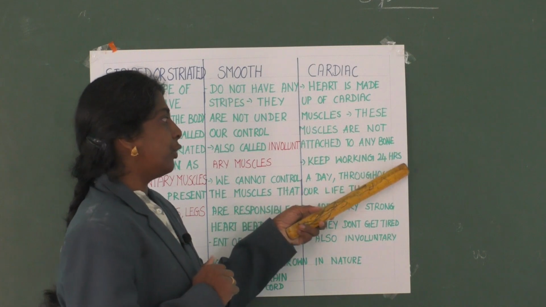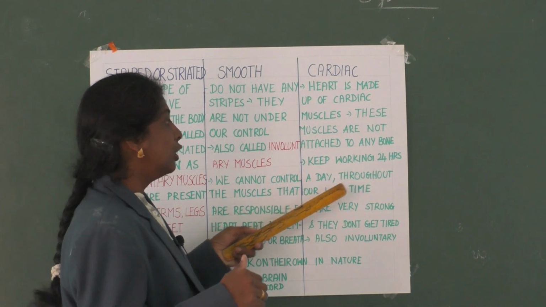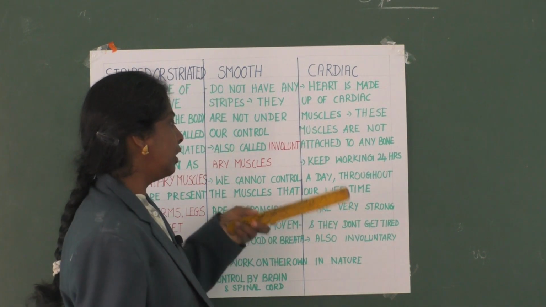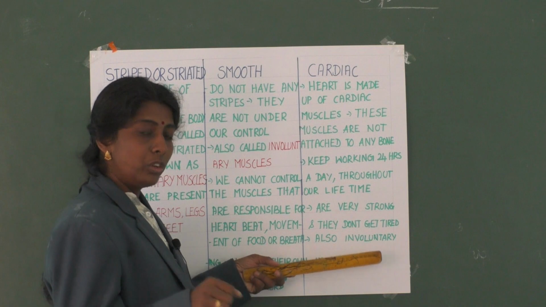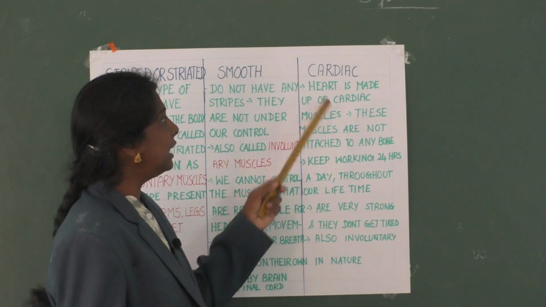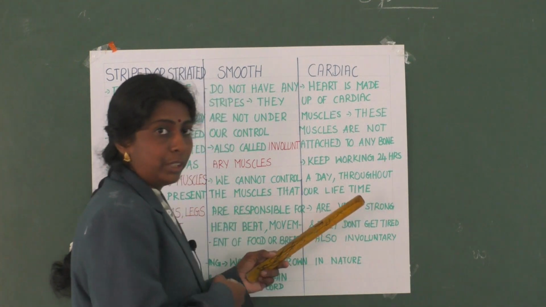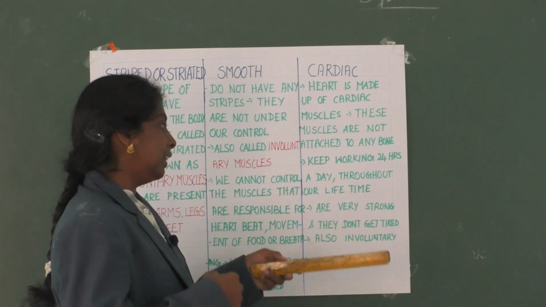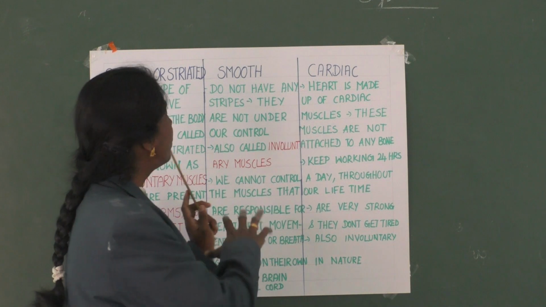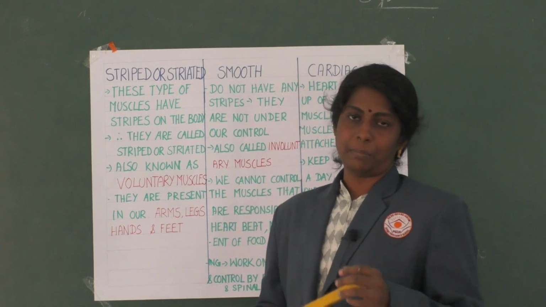They keep working 24 hours a day throughout our lifetime. These muscles are very strong and they don't get tired, and they are also involuntary in nature. So these are the 3 different types of muscle: striped or striated, smooth and cardiac muscle.